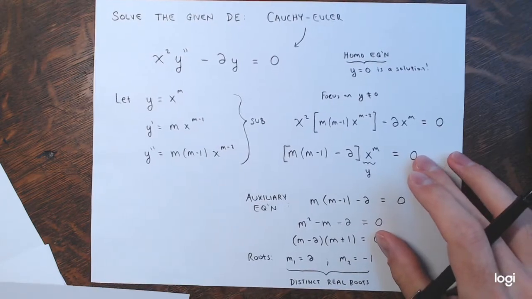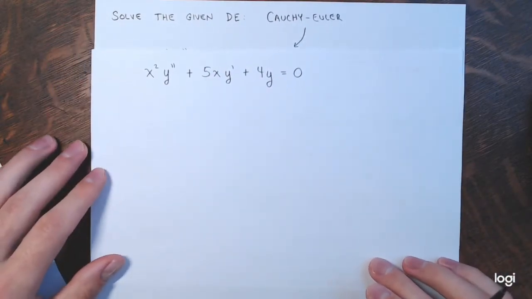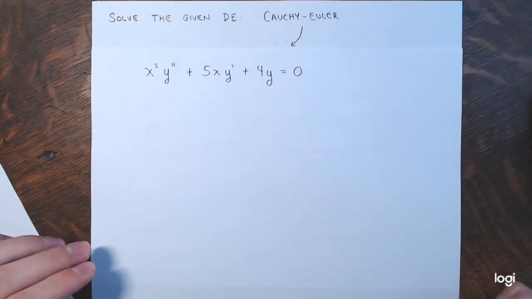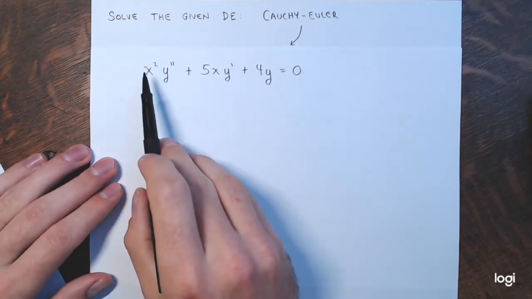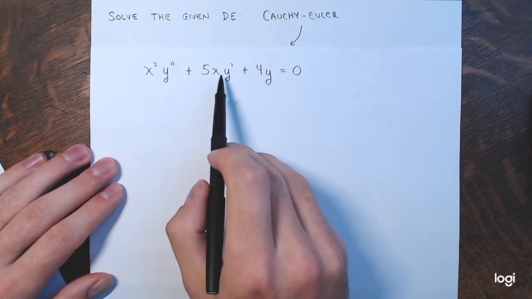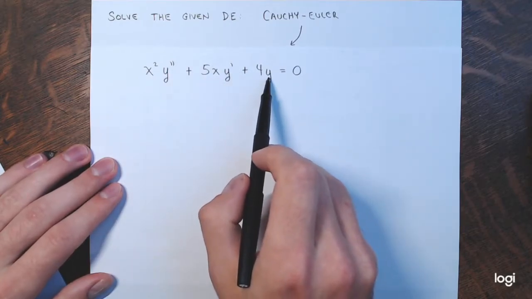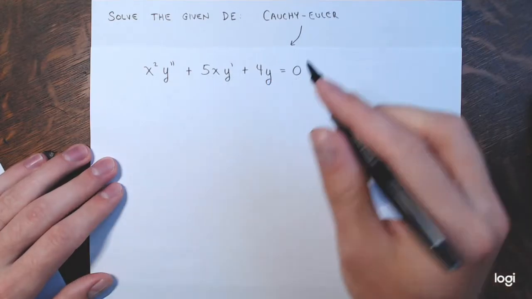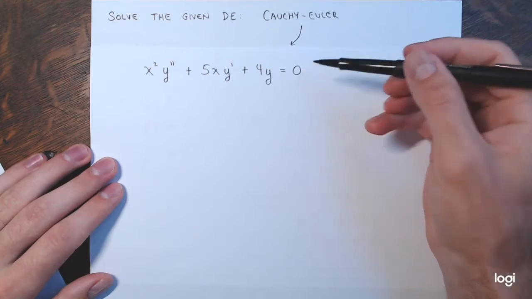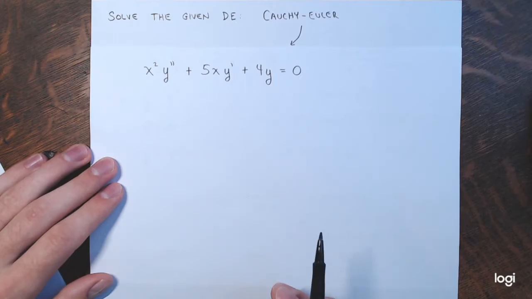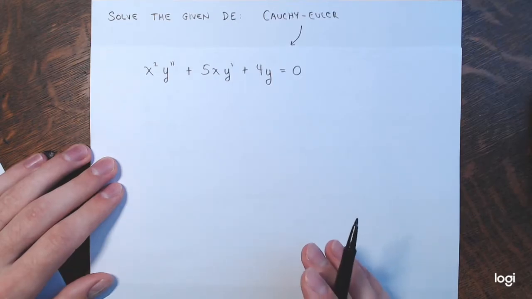So another homogeneous Cauchy-Euler equation. And you see how the second derivative has x to the second attached to it. The first derivative has x to the first. And then the 0th derivative, the original y, has no x. And it's homogeneous again because you got 0 here.